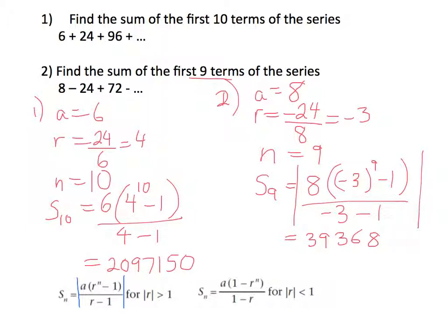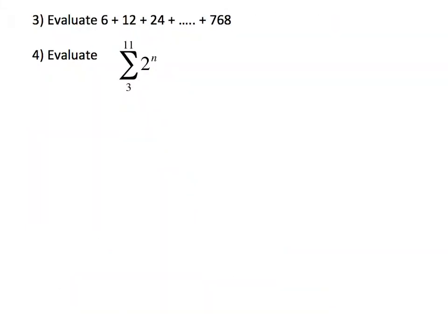Okay, let's look at some more. Number 3, evaluate the sum of this series. Now, we don't even know if that's an AP or a GP, do we? We know that the first term, A, is 6. But let's have a look and see, does it have a common difference? Plus 6, plus 6? No, it doesn't have a common difference. Does it have a common ratio? 12 divided by 6 is 2. 24 divided by 12 is 2. Yes, it does. So this is a geometric series where the common ratio is 2.